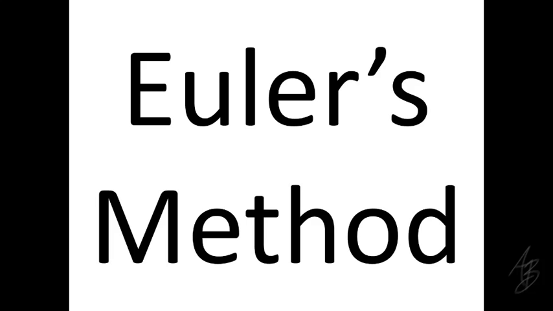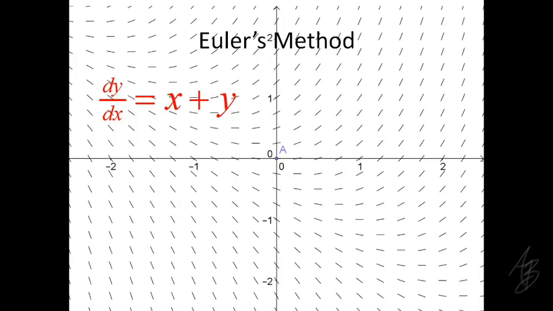Euler's method uses a differential equation like the one here and the slope field like the one here, and actually the slope field is not necessary, but it uses this differential equation to get an idea of what the function might look like without having to do much calculus. We've already used the slope field to draw a picture.